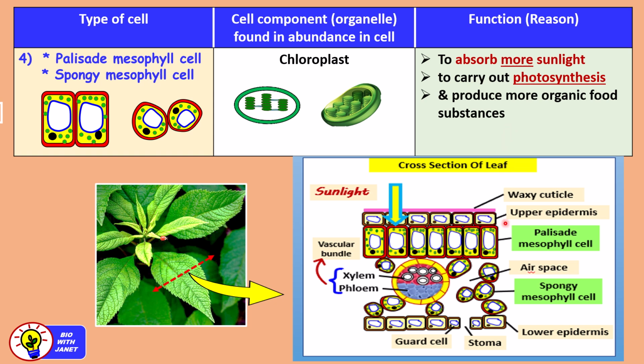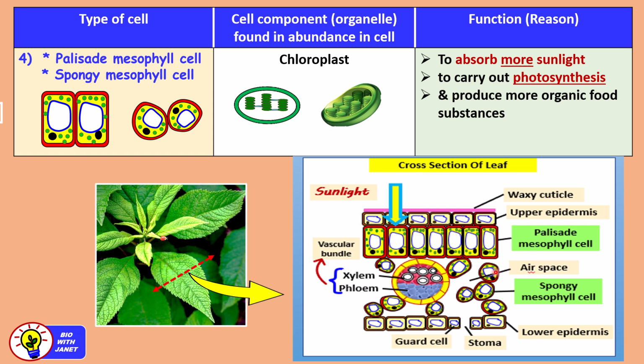Here's the position of the palisade mesophyll cells and spongy mesophyll cells when we cut through the leaf and look at the cross section. The uppermost layer here is the waxy cuticle. Then the first layer of cells will be the upper epidermis. Then you have the palisade mesophyll cells, and below the palisade mesophyll cells that are packed tightly together, to absorb more sunlight.